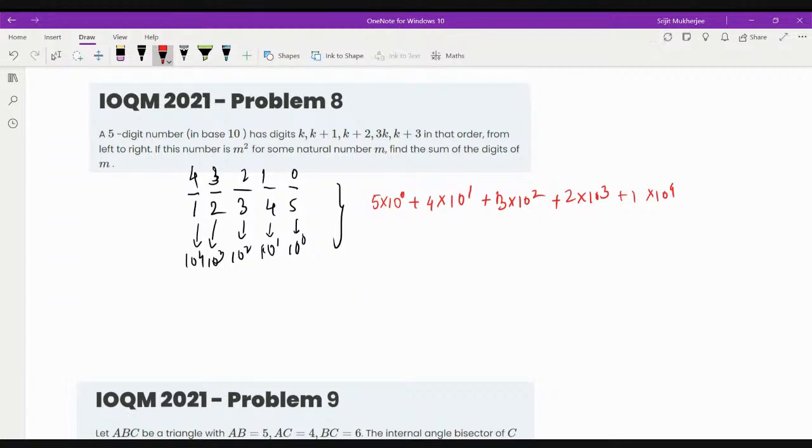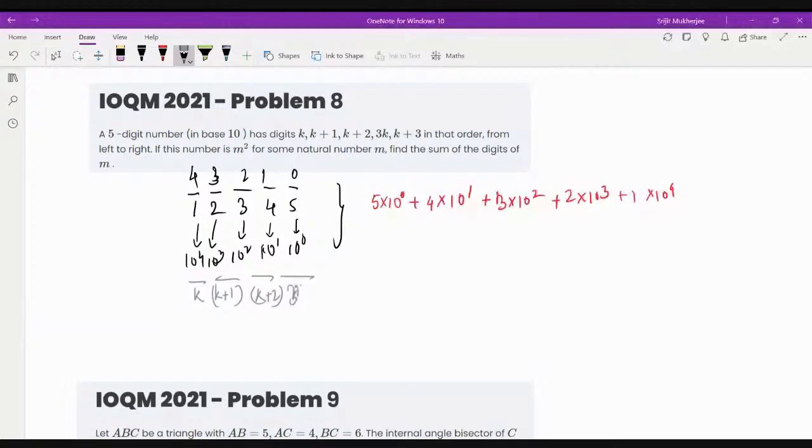Let's use this same idea to solve this problem, guys. We have to see the expanded form. Here, instead of these numbers, it's given k, k plus 1, then k plus 2, then 3k, and k plus 3. So observe that 3k is there.